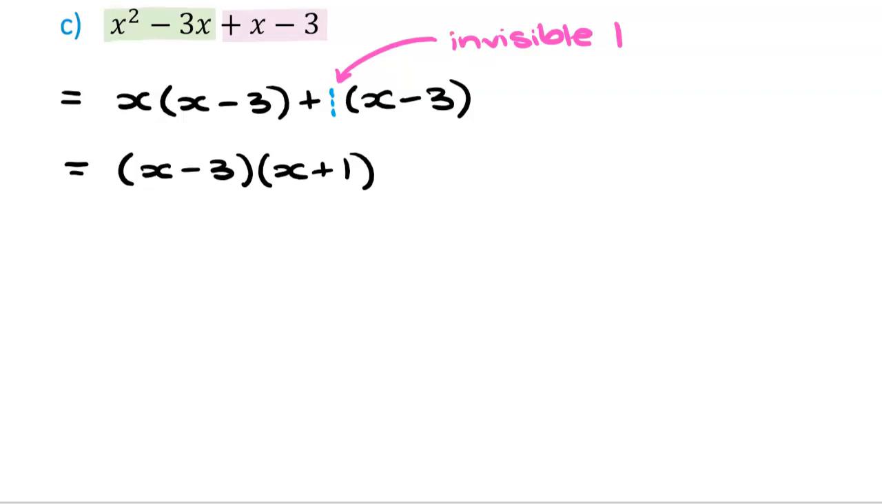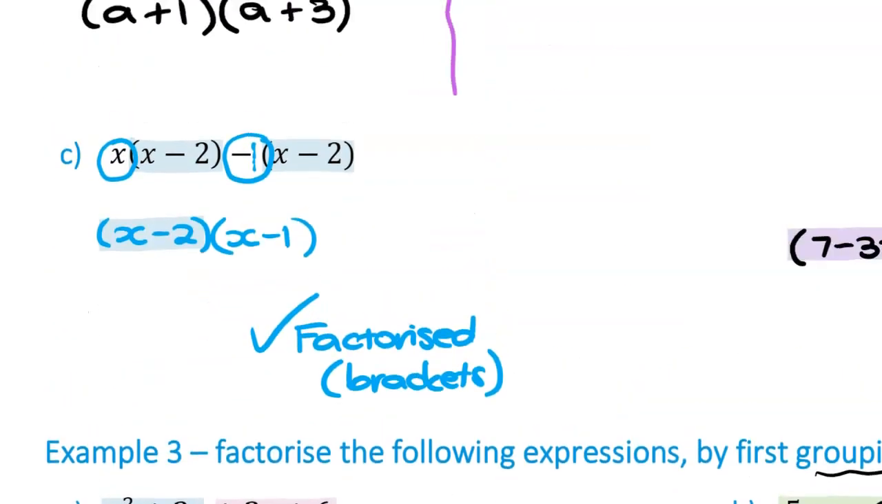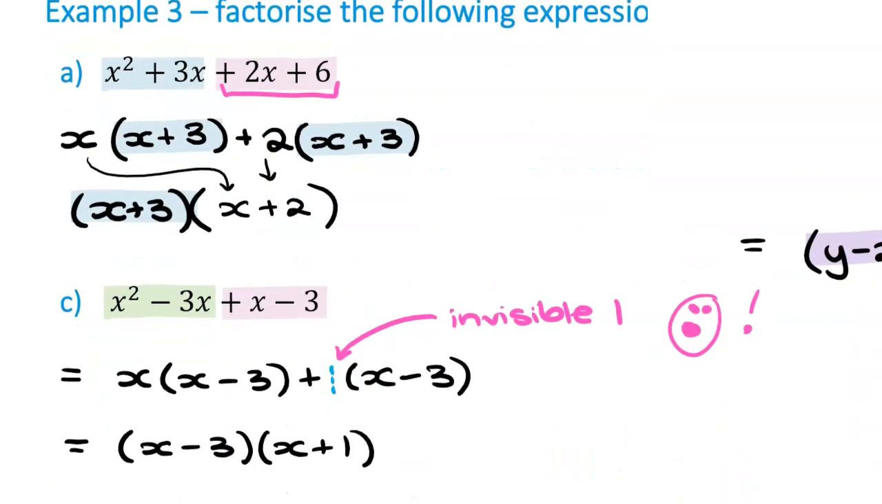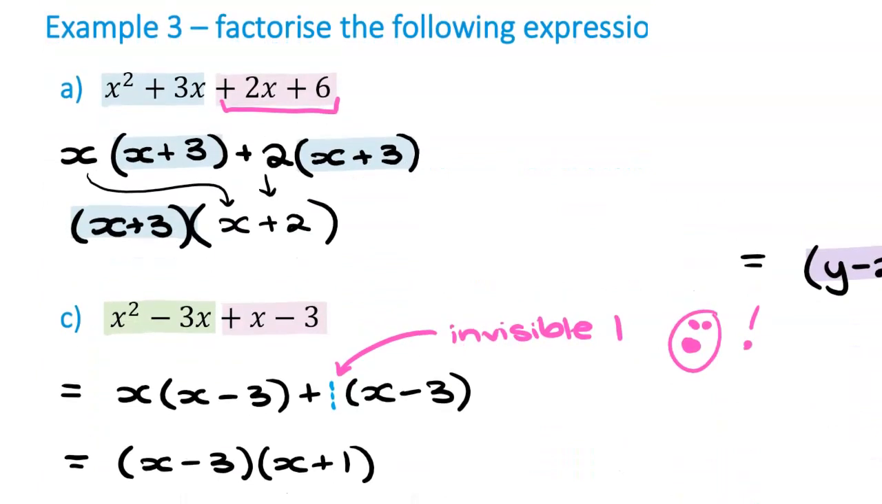Okay, so that was factorizing. We factorized some simple single brackets, we factorized using grouping, and then we factorized by having to group the terms ourselves.